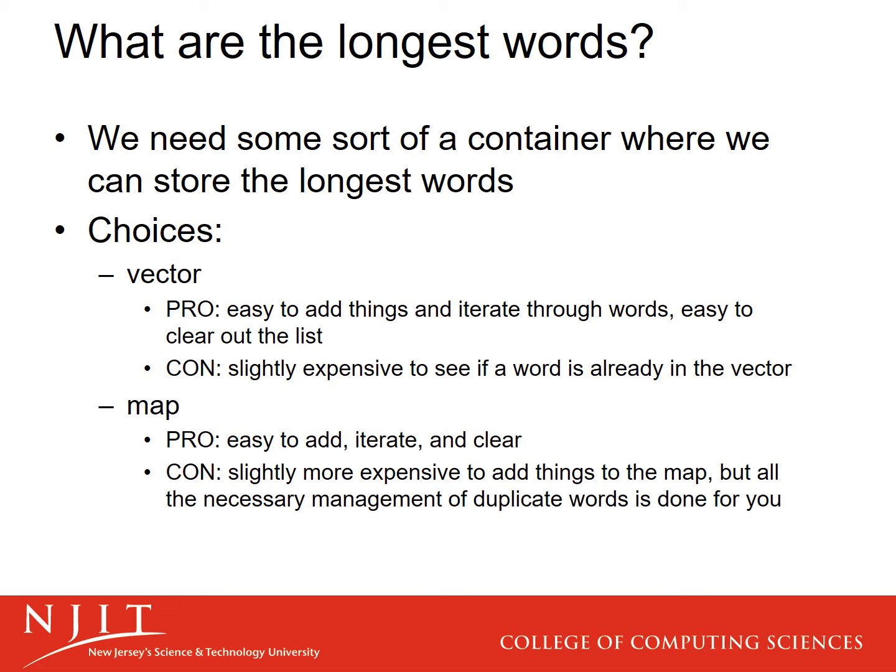So if you want an efficient way of keeping track of a bunch of things and have those things be sort of automatically available to you in sorted order, map is a pretty good way of doing it. And for those of you who are Java programmers, a vector is kind of like an ArrayList, and a map is kind of like a HashMap. So these might be familiar things to you.